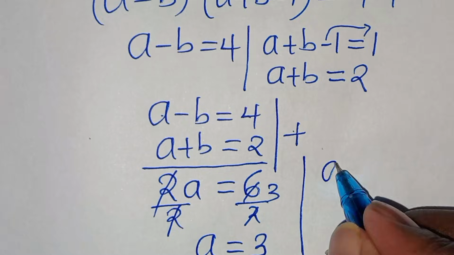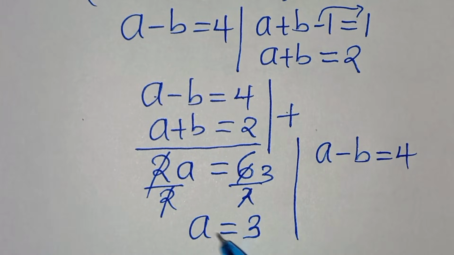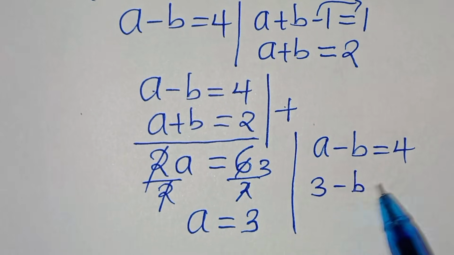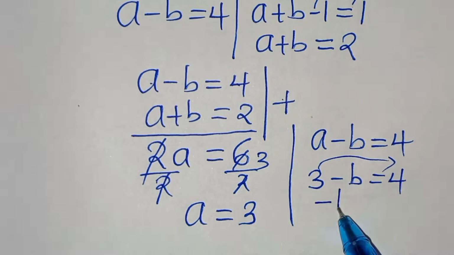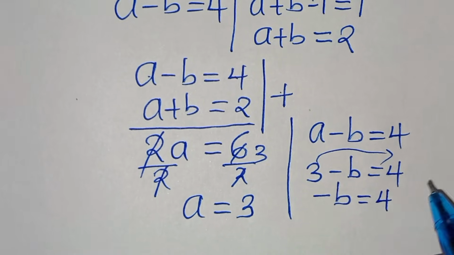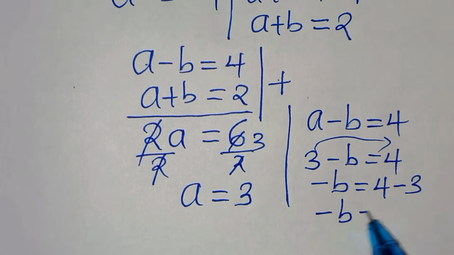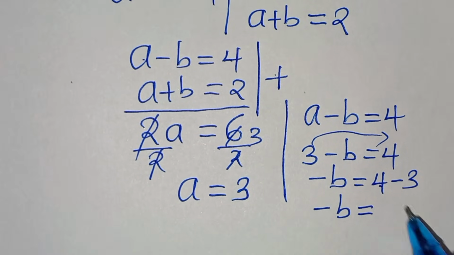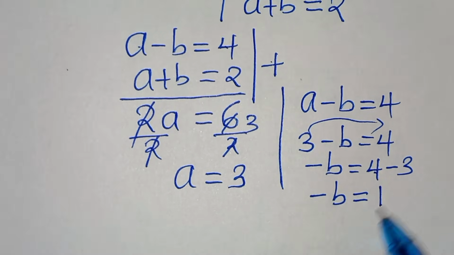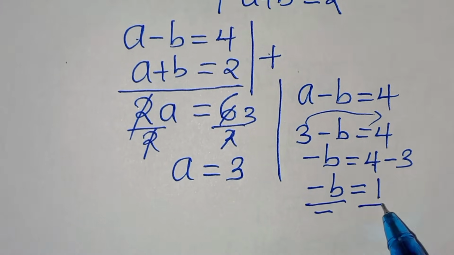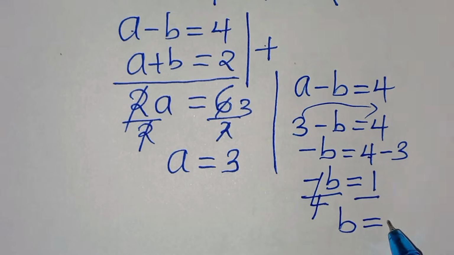We have that a minus b is equal to 4. So we can substitute a, which is 3. So 3 minus b is equal to 4. Let's take 3 to the right hand side. So this means minus b is equal to 4 minus 3, which is equal to 1. And this implies that we divide by minus 1. And therefore, we have that b is equal to minus 1.